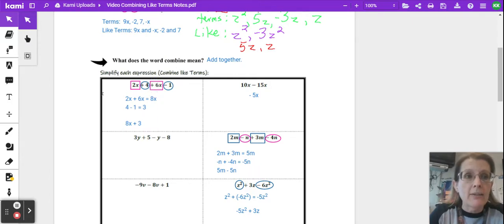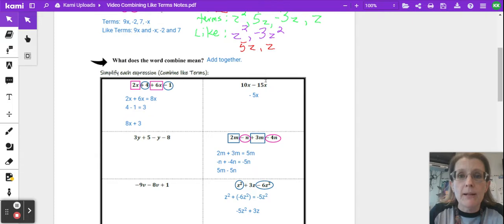So notice that we can add together the 2x plus the 6x, and 2 plus 6 is 8. When we're combining terms, we just add the coefficients. And then 4 minus 1 is 3. We cannot put 8x and 3 together because they're not like terms. So our final answer for that first example is 8x plus 3.